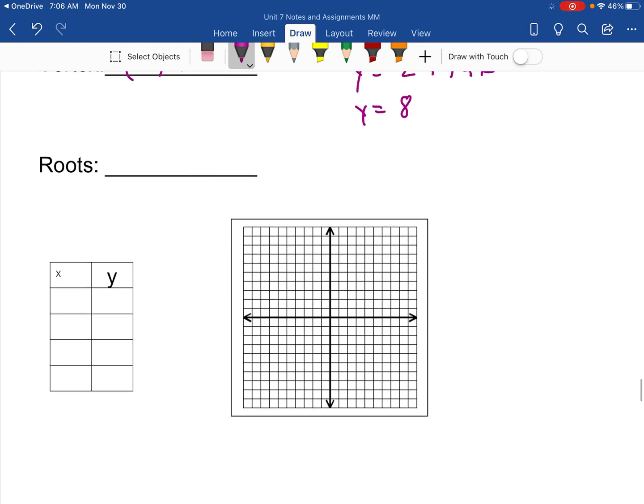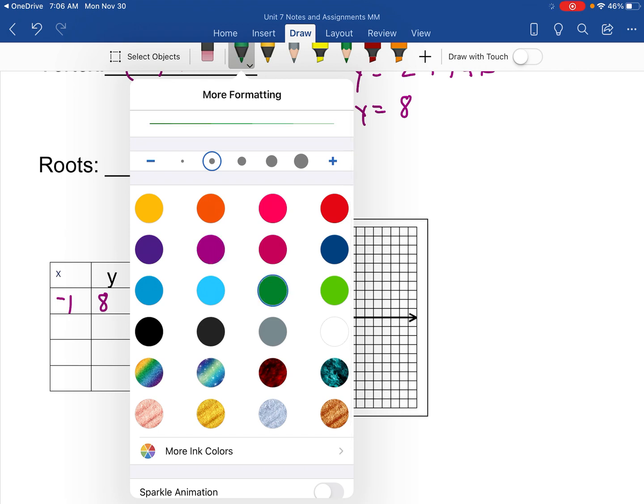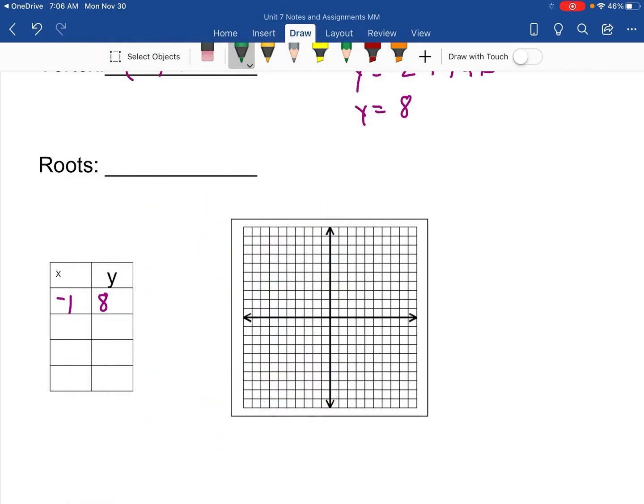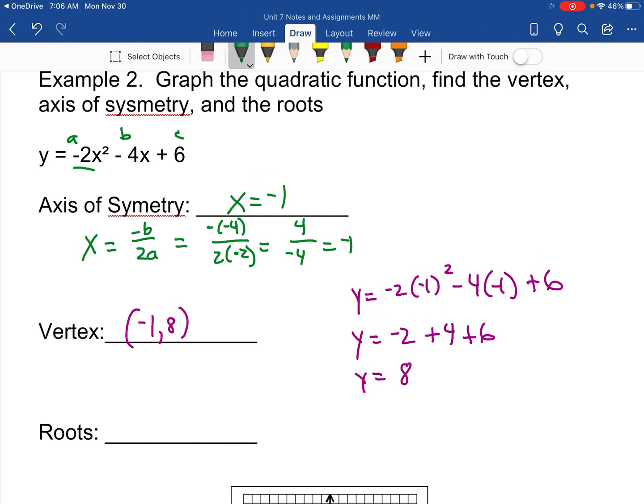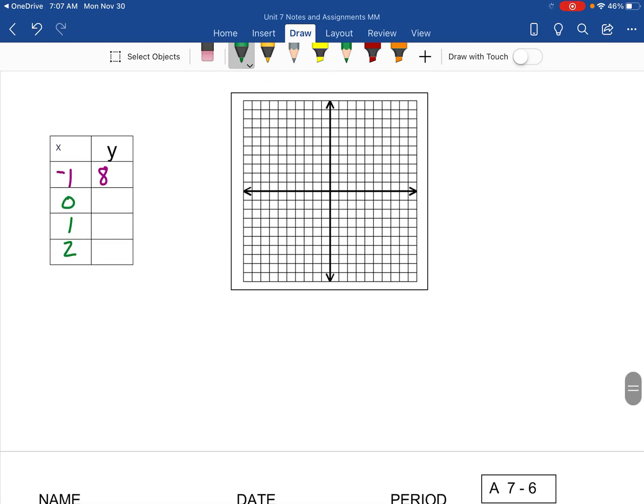Okay, so before I can get my roots, I'm going to come down here and I'm going to use my table. So I'm going to start with my vertex at negative 1, 8. Okay, then I'm just going to go to the right. So negative 1's x, so I'm going to go 0, 1, and 2. Okay, so when x is 0, this is always a trick here, not a trick, just a shortcut. When x is 0, if you come up here and look, anything times x here, 0 would be 0, that would be 0. So c is the value for y when x is 0, so 0, 6. That one's always easy, okay? So don't do too much work there.